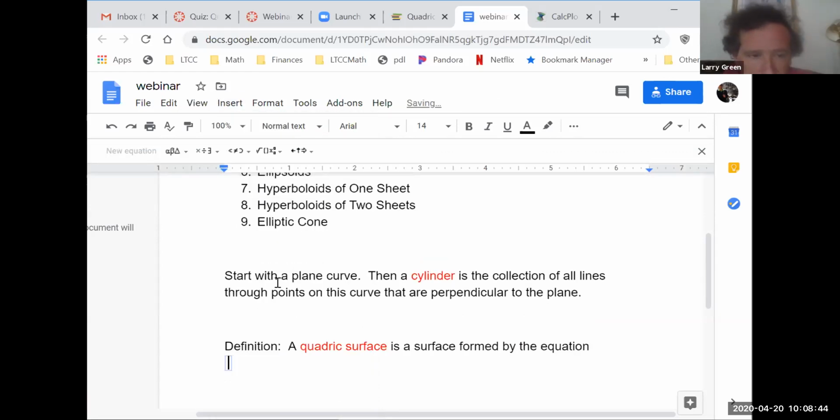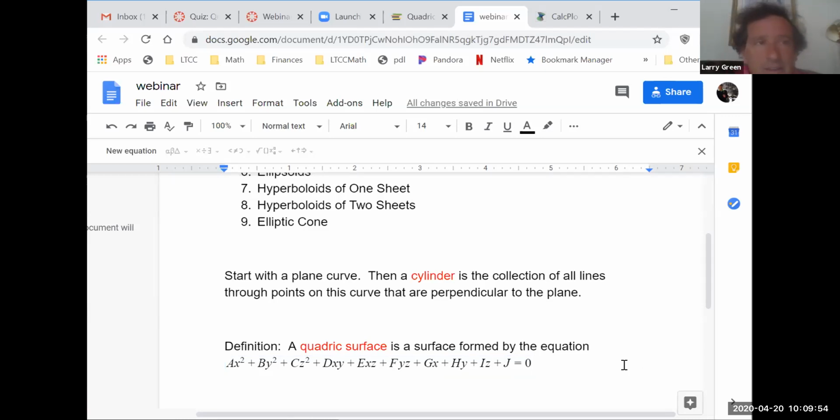There we go. A x squared plus b y squared. And a and b can be positive or negative, and we've seen that makes a big difference. Plus c z squared plus d xy plus e xz plus f yz plus g x plus h y, these get long, plus i z plus j is equal to 0.